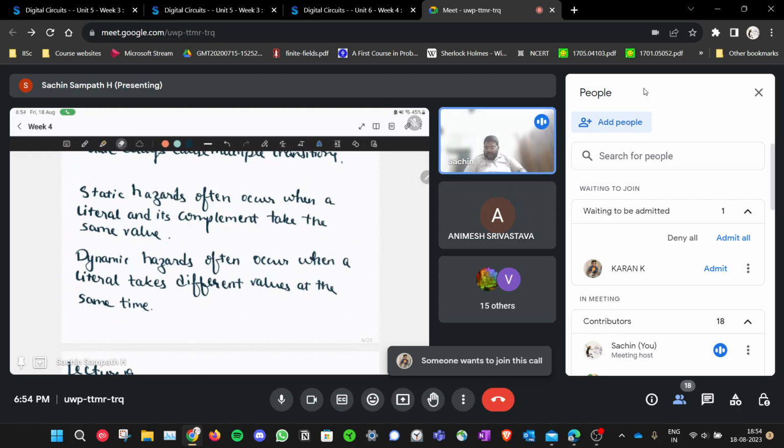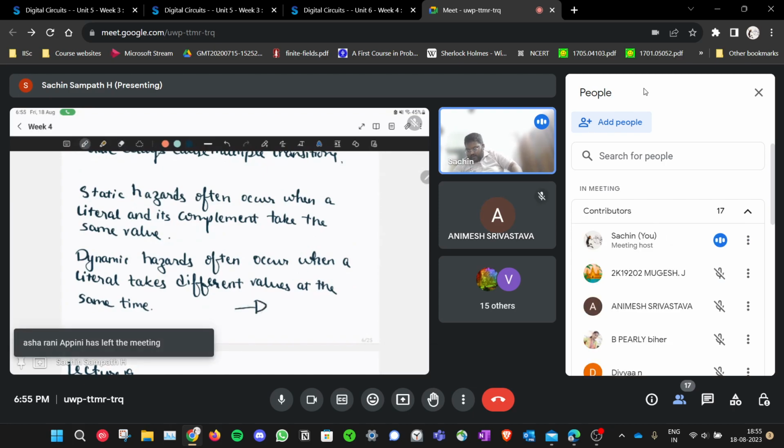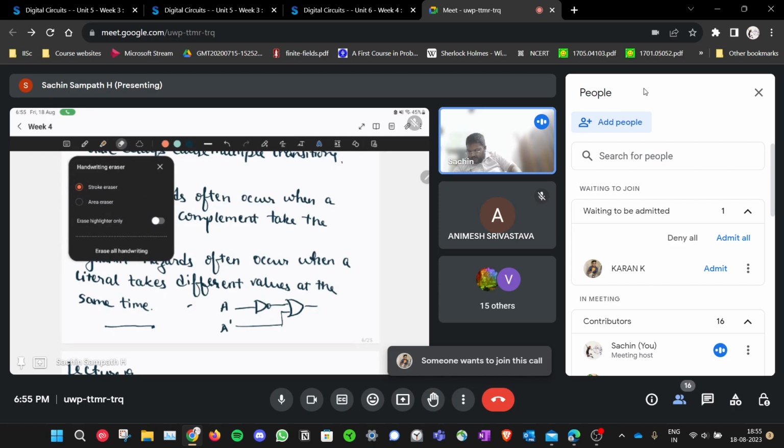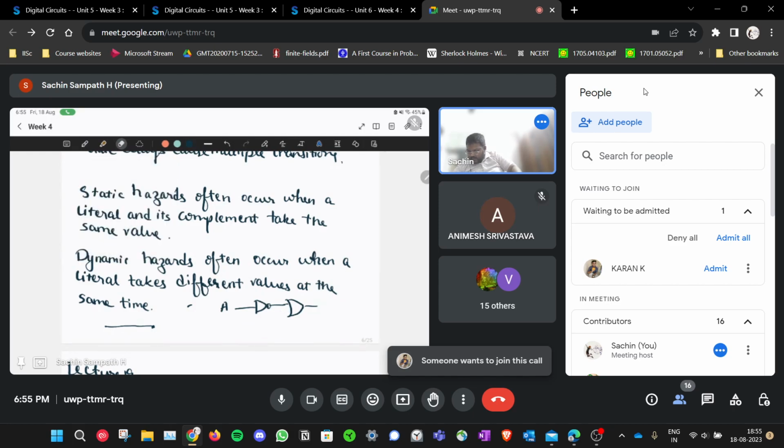Yeah, so let's say you have some circuit that's like this. A bar. Then see, initially, let's say for a long time A was at 0. Wait a minute. What did I even write? A, A bar.